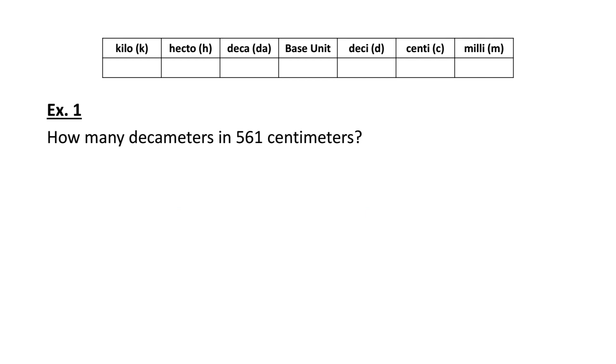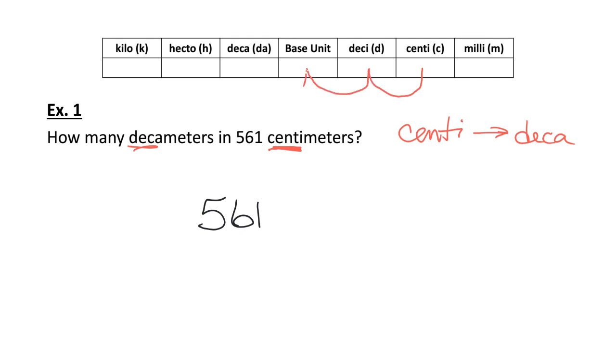Okay, so our first example is how many decameters in 561 centimeters? So I'm going to write my 561 here for centimeters. Now we've got to figure out where we're starting on the chart and then where we want to get to. We have centimeters, so we're going to start with the centi and go to deca. I will move my decimal 3 places to the left. Now every single whole number has a decimal, but it's at the end. So we're going to put it there, and we're going to go 1, 2, 3. So that means it's 0.561 decameters in 561 centimeters. Okay? Let's try another one.